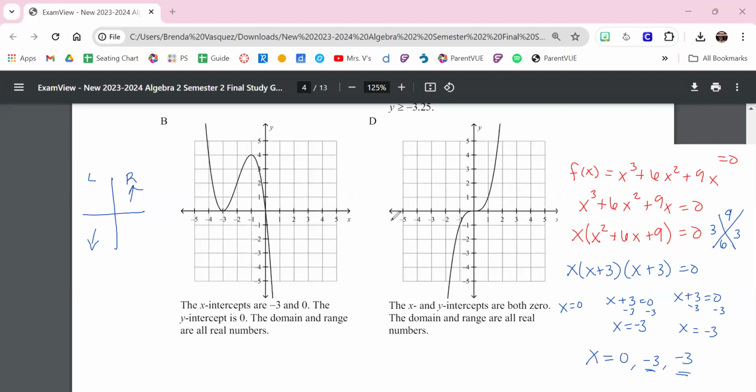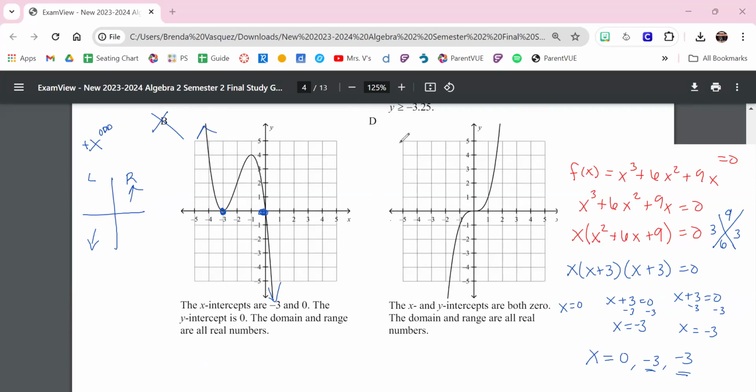Let's see. My zeros are at -3 and at 0, yes. But my end behaviors, does it follow the positive leading coefficient and odd exponent? On my left side, it goes up. On my right side, it goes down. Nope, this one does not because it goes up and then down. We want it down from the left side and up from the right side.